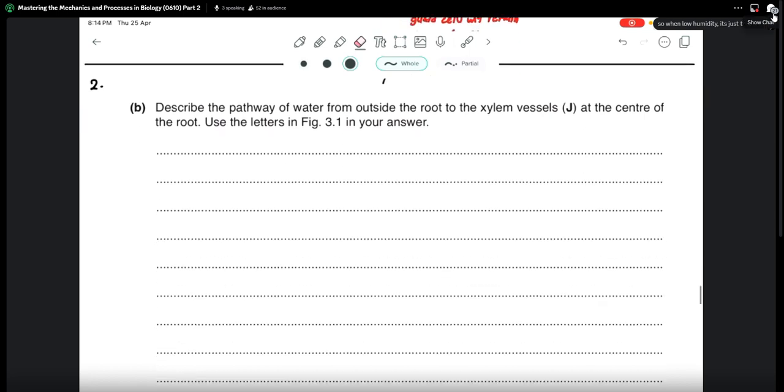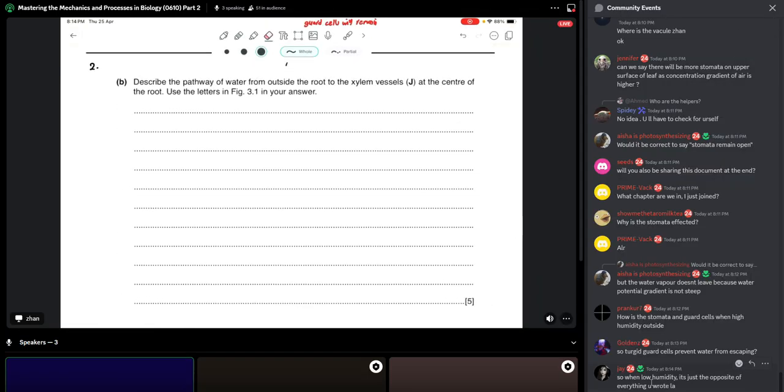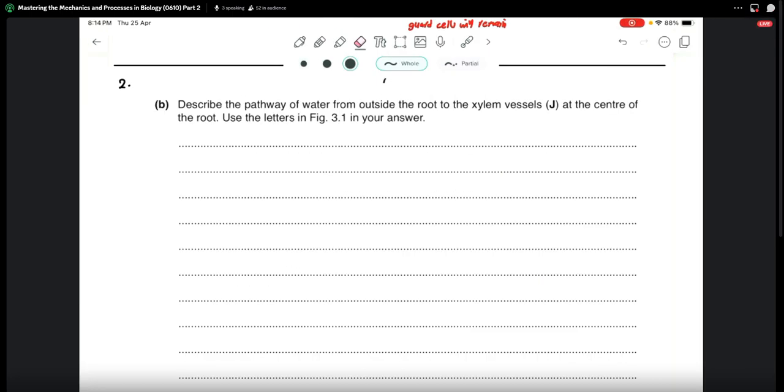All right, this question is from one of the questions that I see in the IGCSE biology chat. So how would you answer this question? This question is saying, describe the pathway of water from outside the root to the xylem vessel at the center of the root. Okay, this one they ask you to use a diagram, but don't worry, let's just see what the question is trying to tell you.